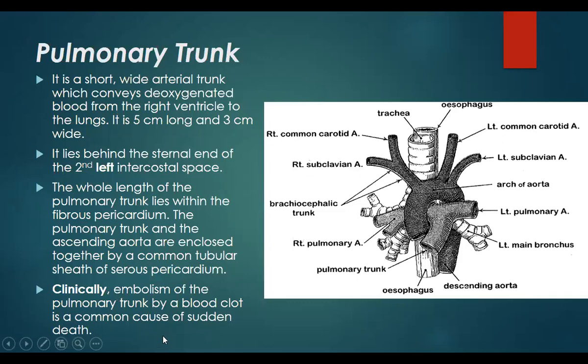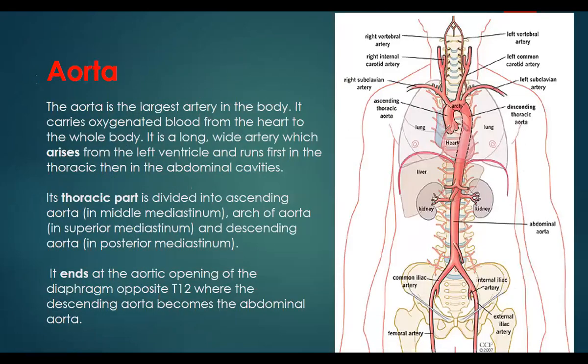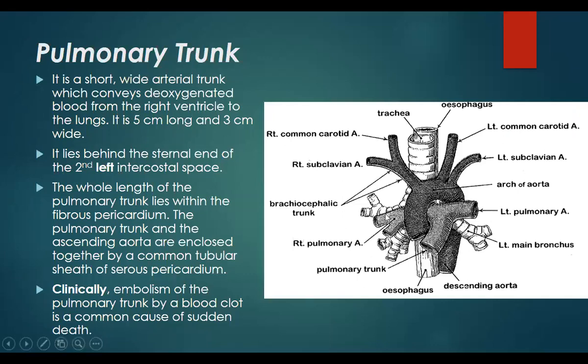Clinically, embolism of the pulmonary trunk by a blood clot is a common cause of sudden death. Usually, the embolism takes place and blocks mainly the pulmonary trunk, because the pulmonary trunk is a larger artery, but then it branches into two smaller arteries. So usually there will be pulmonary embolism here, and it blocks this artery, the pulmonary trunk, and that leads to cardiac arrest as well as the sudden death of the patient. So this is about the pulmonary artery and its two branches.